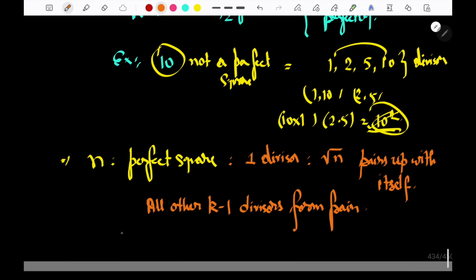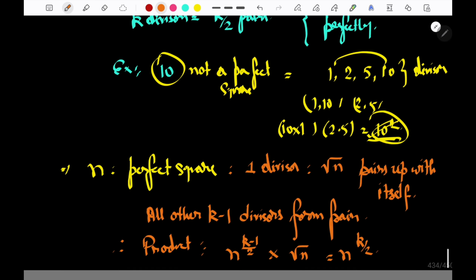So therefore product कितना हो जाएगा, so product will be, what is the product, d1 d2 अगर करते चलें तो कितना हो जाएगा प्रोडक्ट. सो n पर पावर (k minus 1)/2 इतने पेयर्स बने, (k minus 1)/2 इंटू रूट n, ये एक पेयर था. सो दिस विल बी k/2, सो अगेन इट विल बी n टू द पावर k/2. देखो यहाँ पे तो यही हुआ था कि अगर k डिवाइजर्स थे, सो दिस वॉज अगेन n पर पावर k/2, और यहाँ पे n पर पावर k/2.